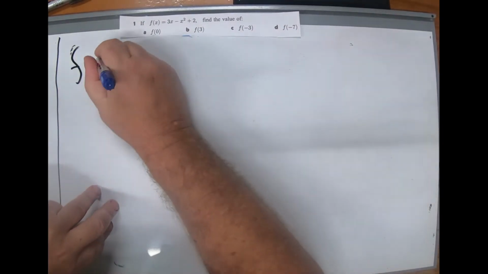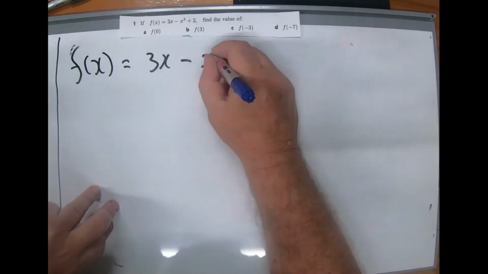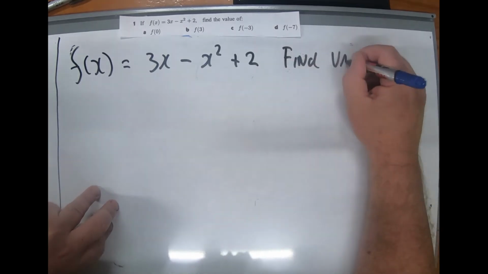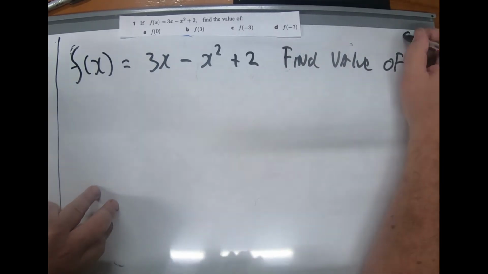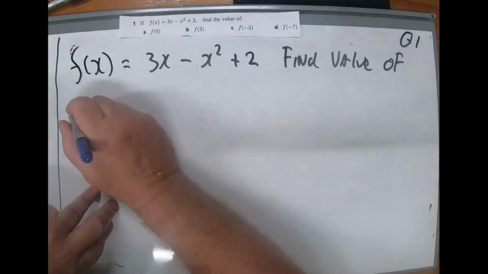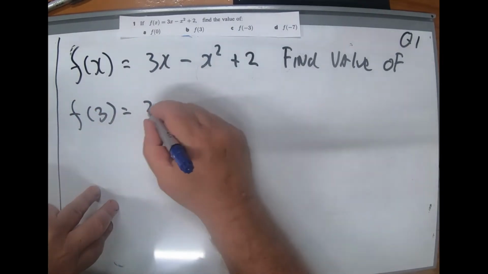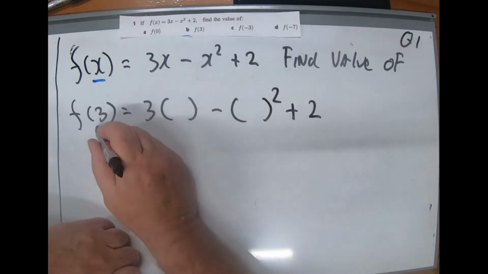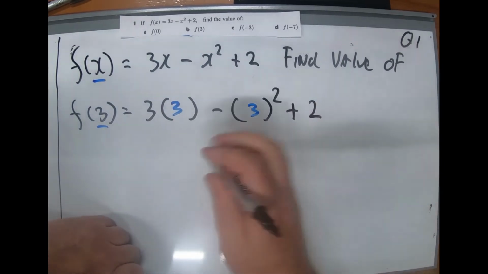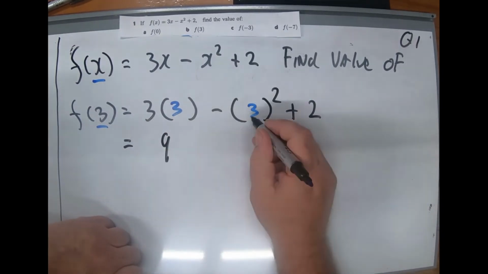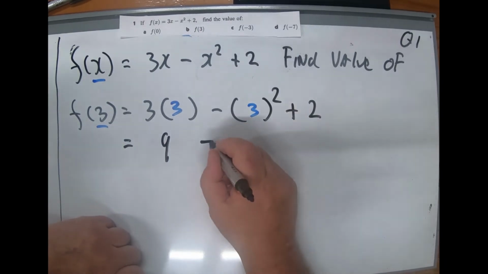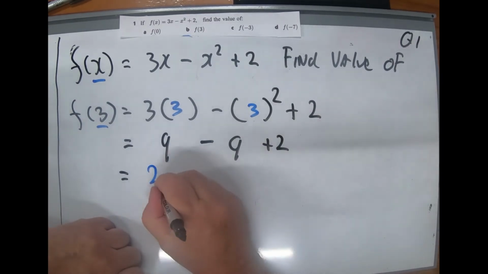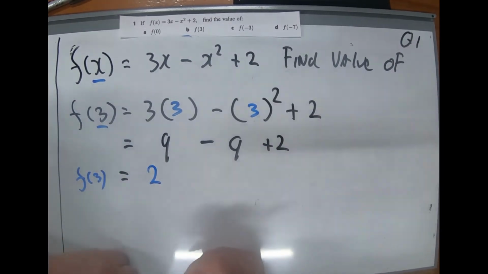So the question is, f of x equals 3x take x squared plus 2. Find the value of, happens to be question 1, f of 3, which equals 3 minus something squared plus 2. We're going to replace the x with 3. This particular question, 3 squared is 9. Subtract the 3 squared, plus 2. And we also have 2. f of 3 equals 2.